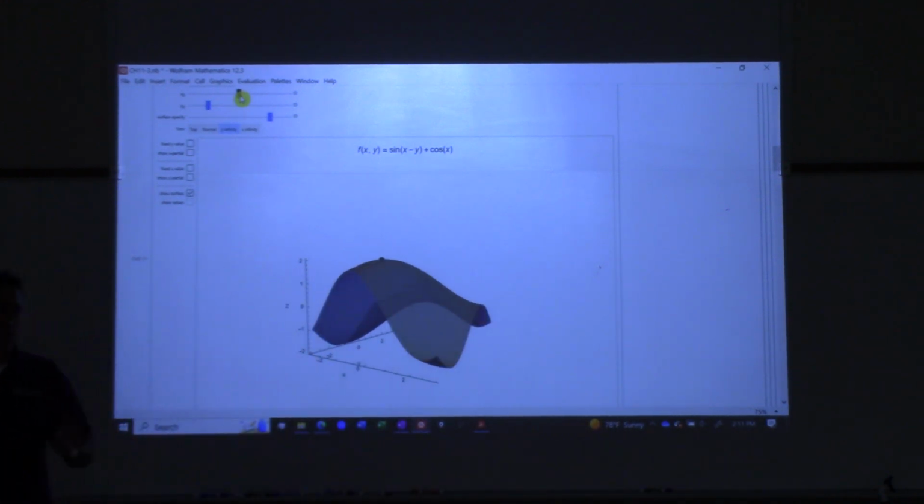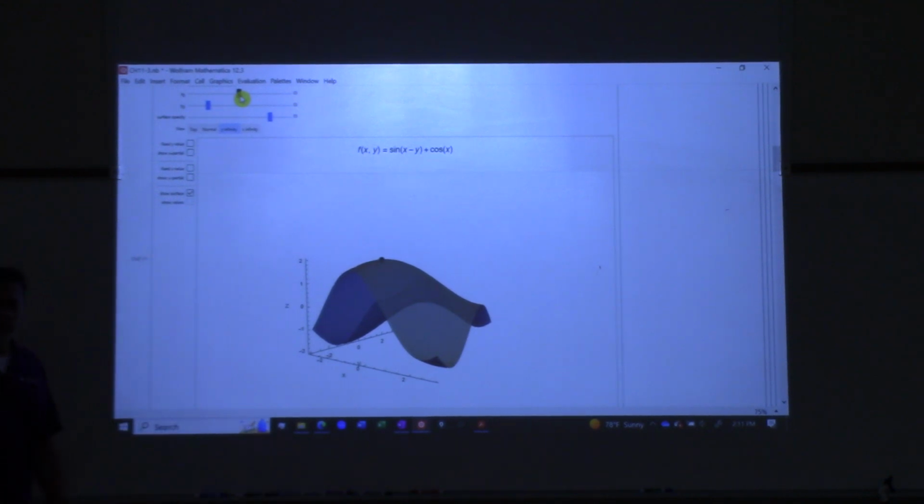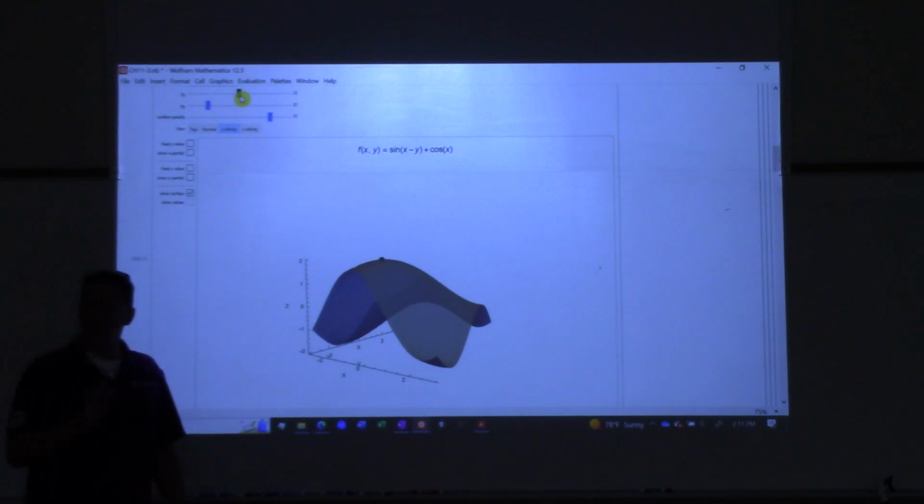So what we do is we construct this idea of a partial derivative. And it's a very simple yet beautiful and elegant idea. What it does is it says, let's use what we learned in Cal 1.